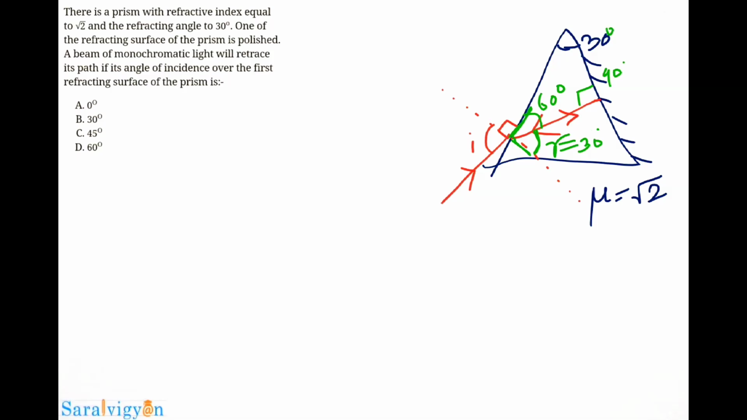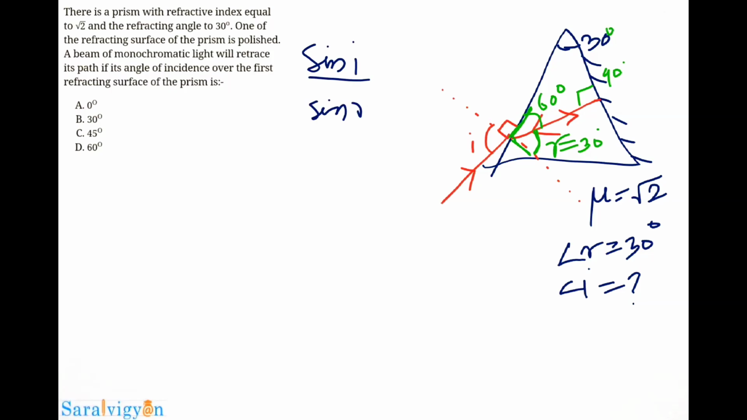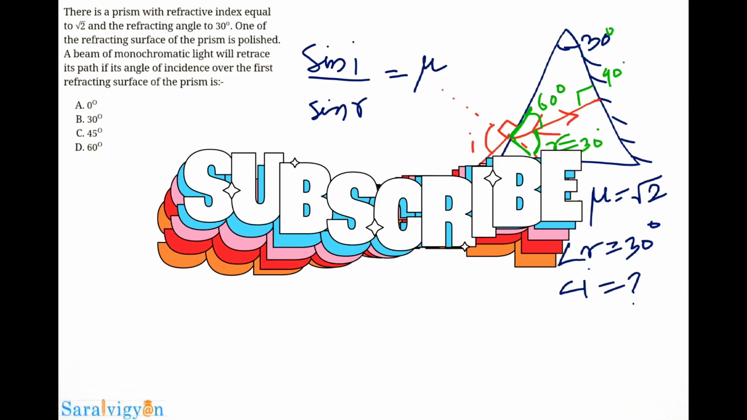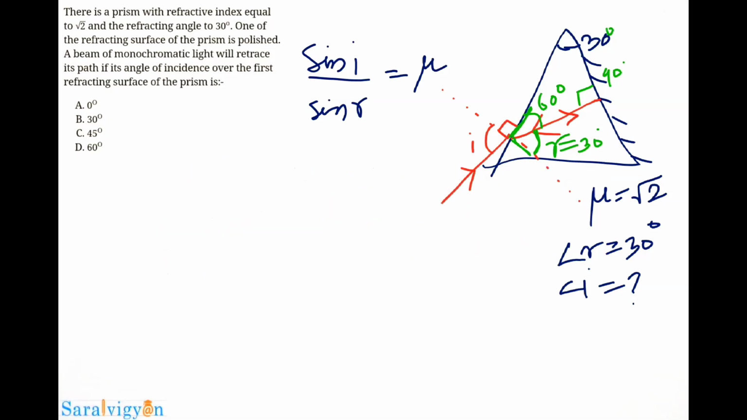Now what information have we gathered? We know the refractive index is root 2, the angle of refraction is 30 degree, the angle of incidence we have to find, and the other medium is air, so its refractive index is going to be 1. So by using Snell's law, which is sin I by sin R equal to mu 2 by mu 1, in the first surface the second medium would be the glass, so it would be mu by 1 since the first medium is air.